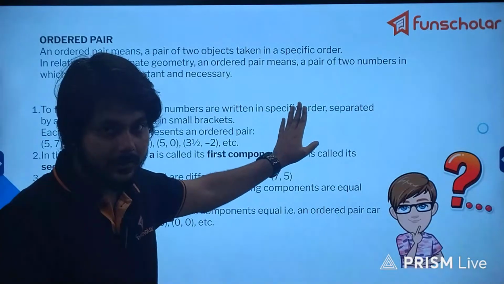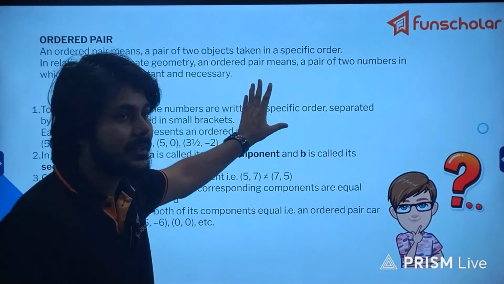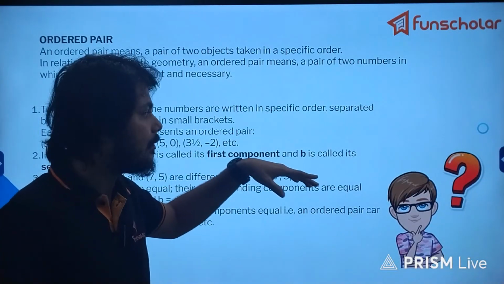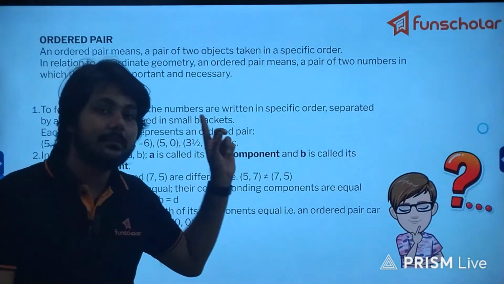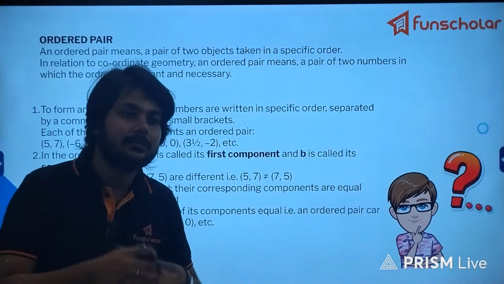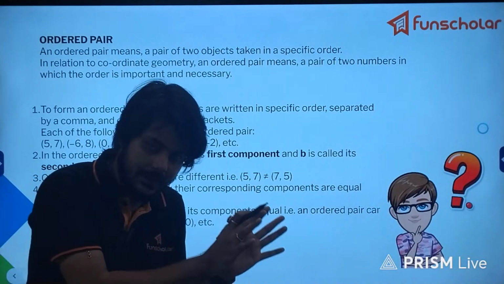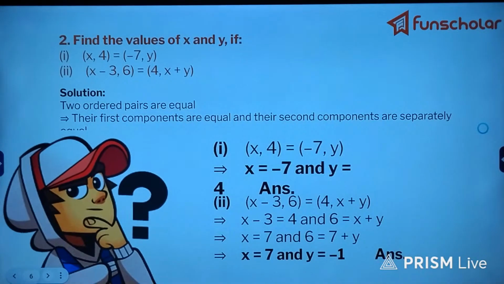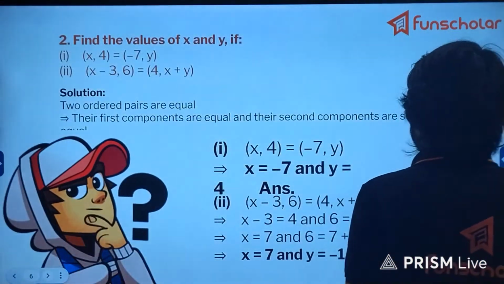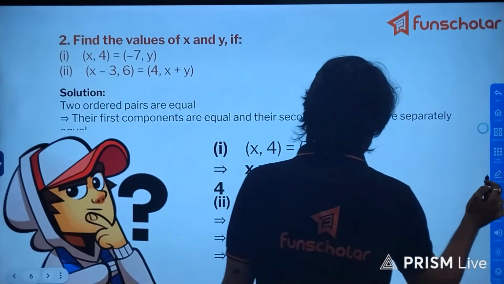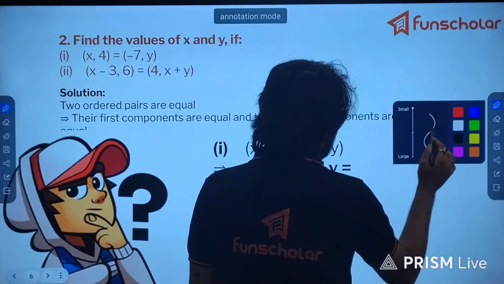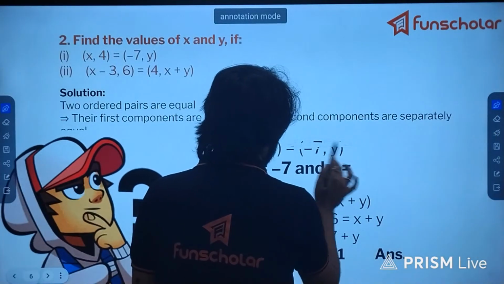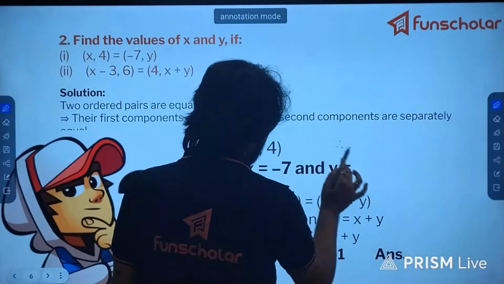I hope this is clear to you, as we have only introduced the basic information about ordered pairs. Now, what is the meaning of the first component? What is the meaning of the second component? Now we are slowly entering into that matter. But before entering into that, I have a very simple question for you. Please solve it for me. But before that, let me rub this.